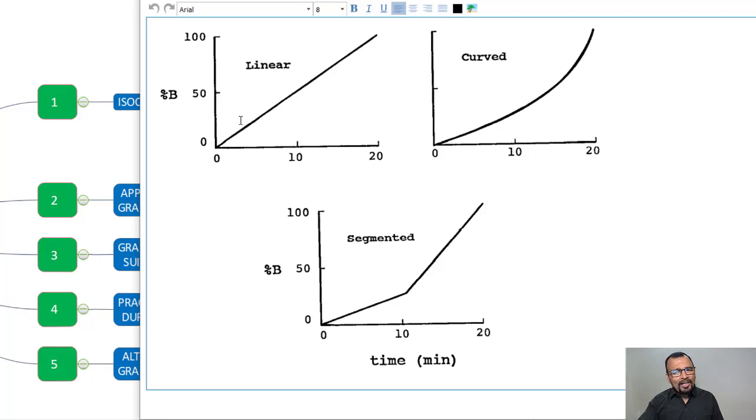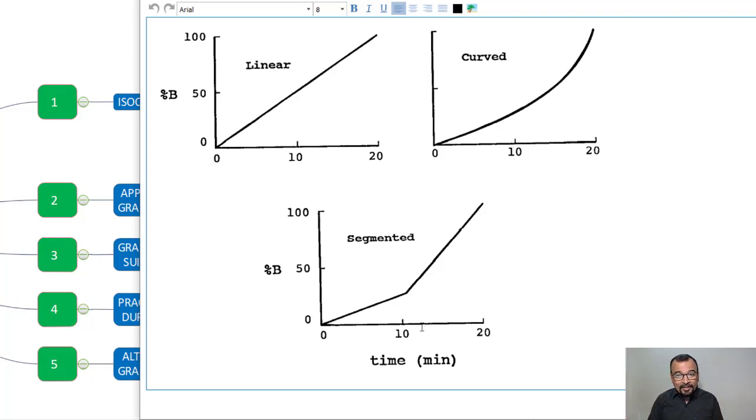But in the case of the curved one, you can see that the initial increment in the proportion of B is a little low, but as the gradient is approaching the end, it is increasing at a higher rate, like exponentially. What is meant by segmented?